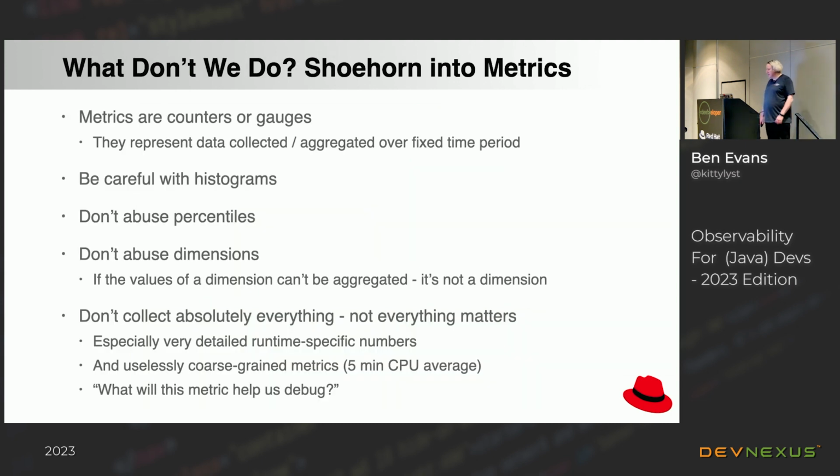The other thing which we don't do is we don't shoehorn into metrics. Metrics are counters and gauges, right? They represent data aggregated and collected over a fixed time period. You shouldn't try to do too much, like shoving bits of log or shoving bits of trace into them. It's also fair to say you need to be careful with histograms and percentiles when you're using them for metrics, because there are some statistical subtleties here. And if you get them wrong, you will end up with bad data. And don't abuse dimensions.